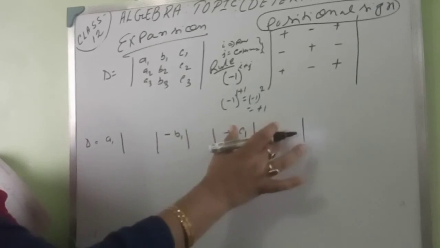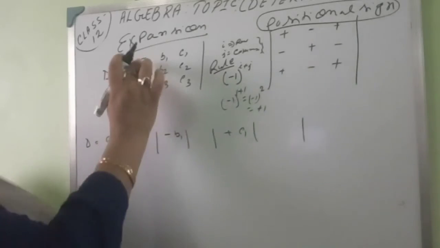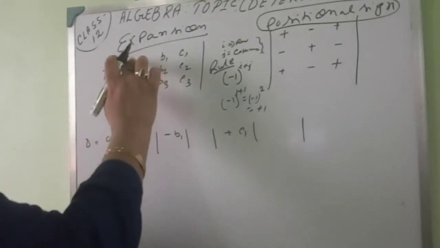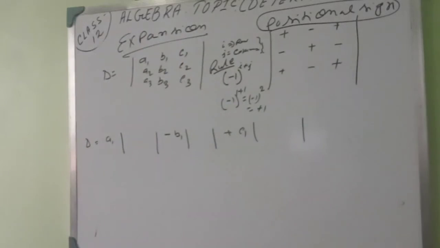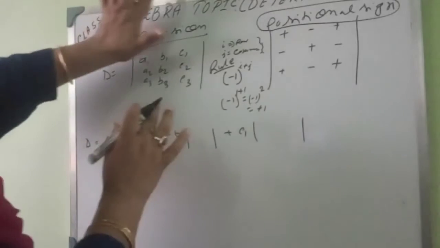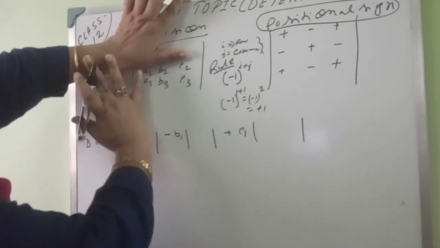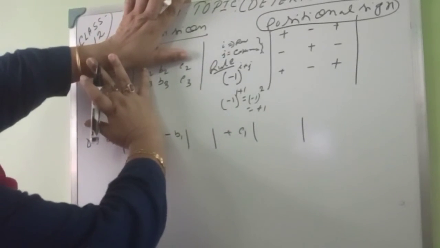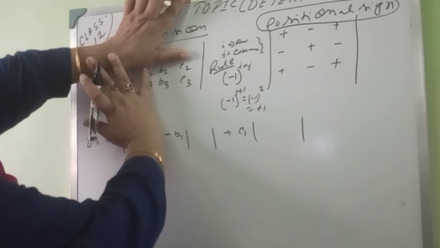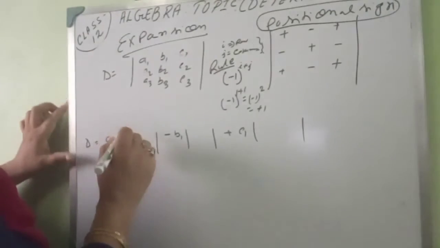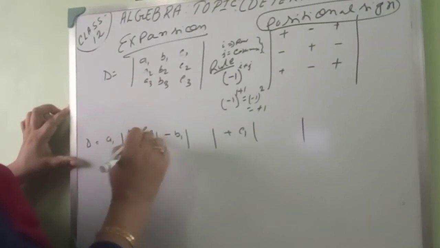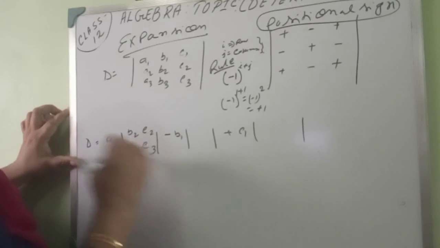Why have we written this determinant form? Because A1 is lying at the 1 1 intersection. Just we have to cancel this 1 1 intersection. That means the first row and first column, if we cancel these two, then what we will get? The remaining determinant is B2, C2, B3, C3. So we will write B2, C2, B3, C3.